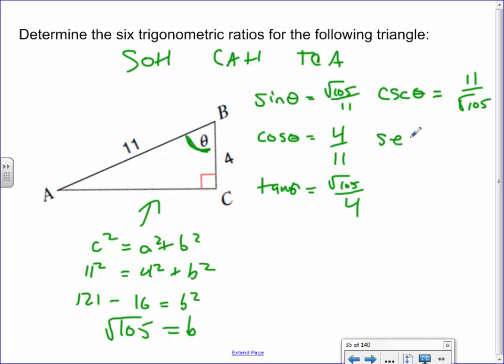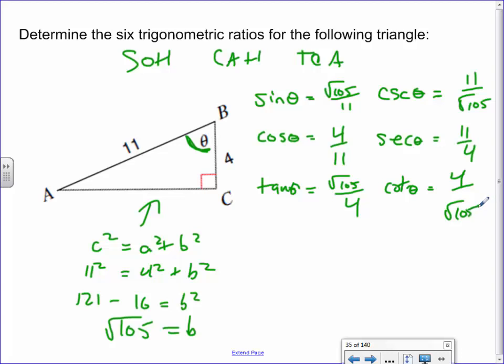Cosine has a doppelganger known as secant. What would secant be equivalent to then? Yeah, just flip it and make it 11 over 4. And tan has a doppelganger known as cotan. All you do is make it 4 over root 105. That's it.